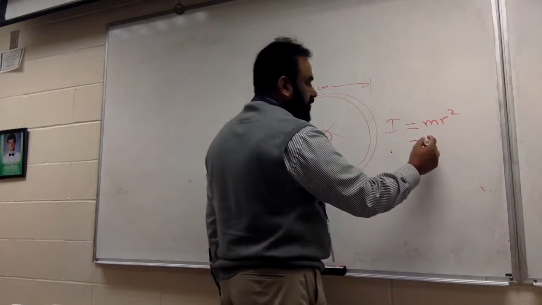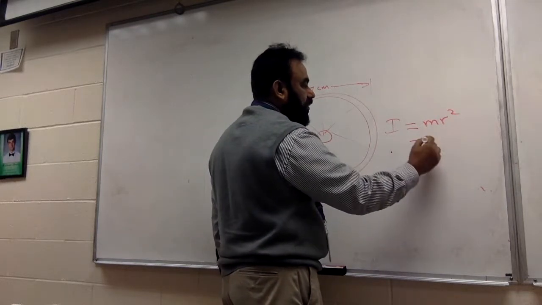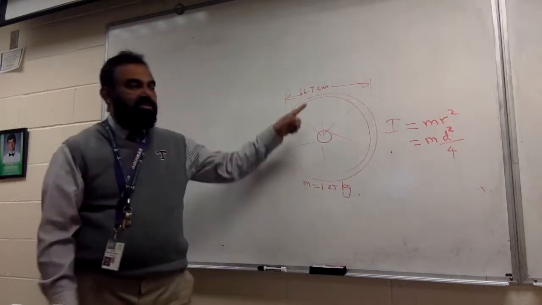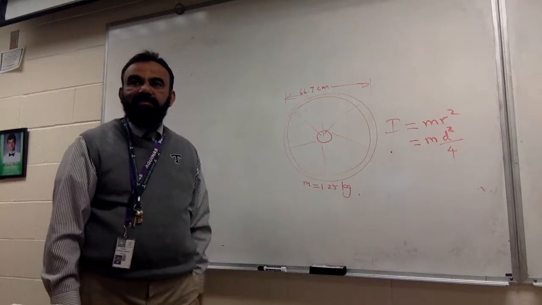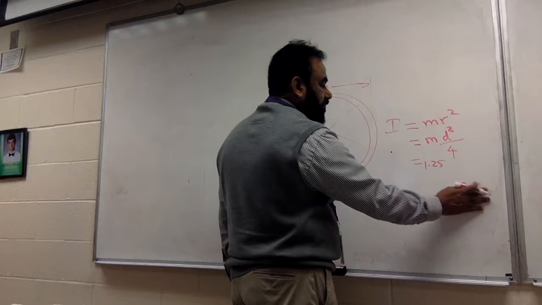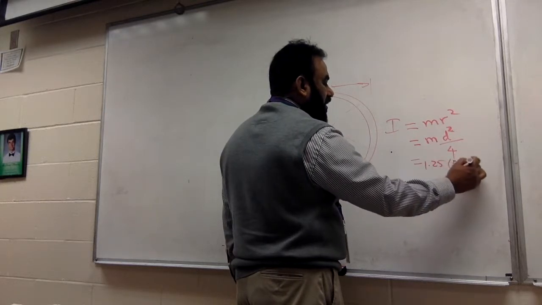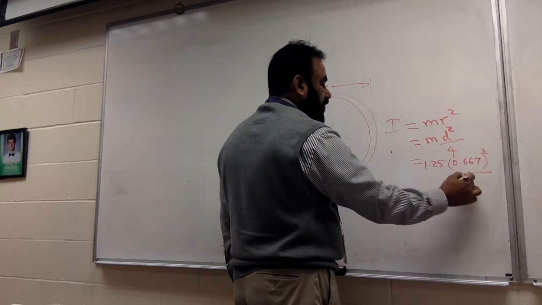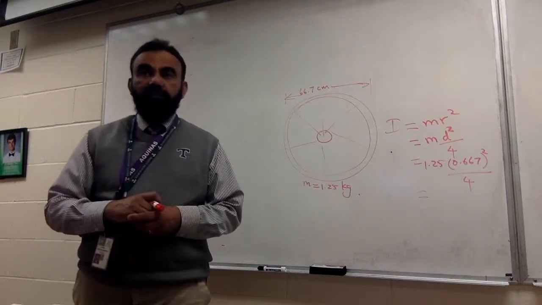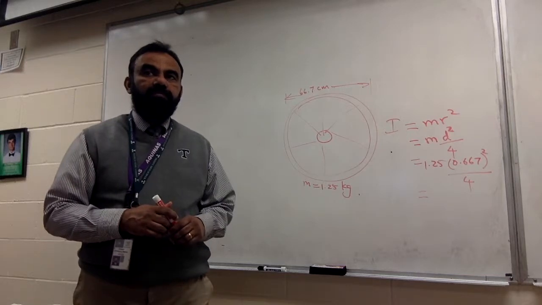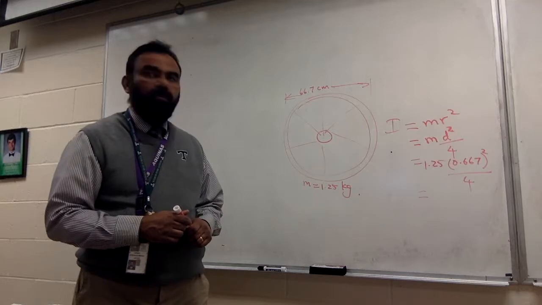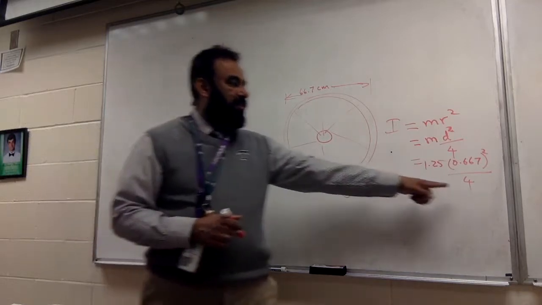So what you can do is m d square over 4. Instead of messing up with this number, you can leave it as diameter, and then you have the 4 coming in there. So 1.25 times 0.667 squared over 4. That's why I brought the 4 back here.